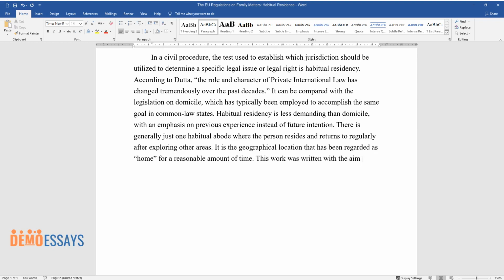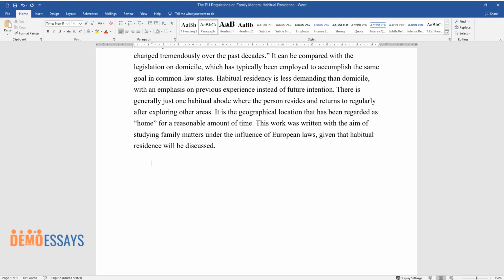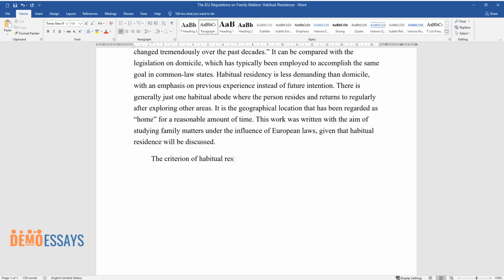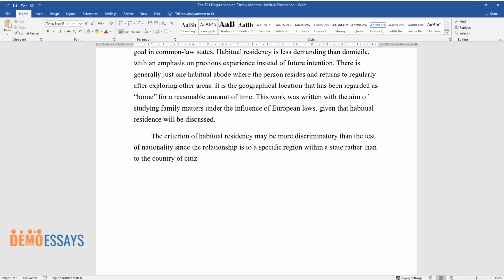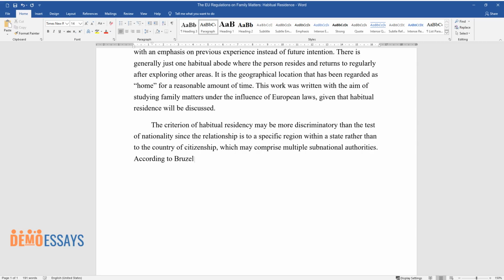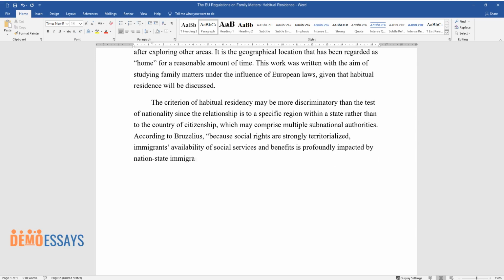This work was written with the aim of studying family matters under the influence of European laws, given that habitual residence will be discussed. The criterion of habitual residency may be more discriminatory than the test of nationality, since the relationship is to a specific region within a state rather than to the country of citizenship, which may comprise multiple subnational authorities. According to Bruzelius, because social rights are strongly territorialized, immigrants' availability of social services and benefits is profoundly impacted by nation-state immigration laws and welfare policies.